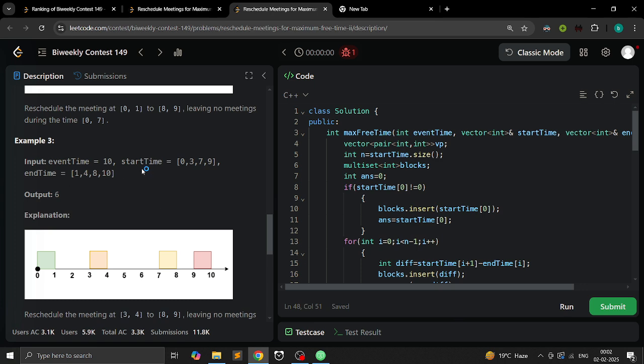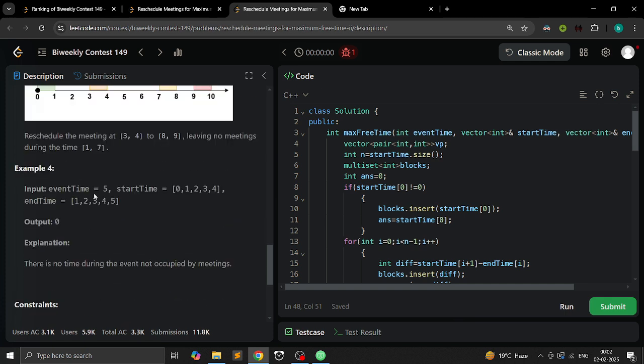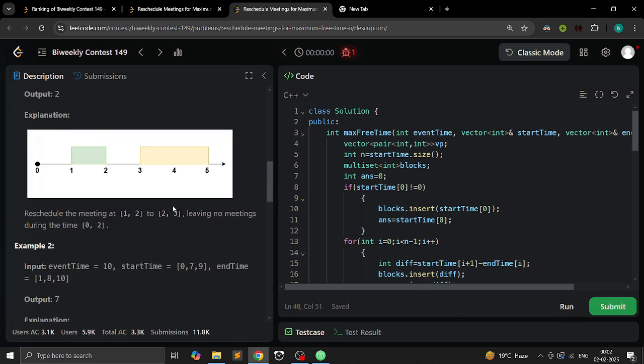In the third test case, the maximum would be to move the orange block between the yellow and red block, so that the maximum we have is 7 minus 1, which is 6, the answer. In the fourth example, the meetings are contiguous and the duration of the event time is equal to the duration of the meetings, so it is 0 here. So that was all for the question.